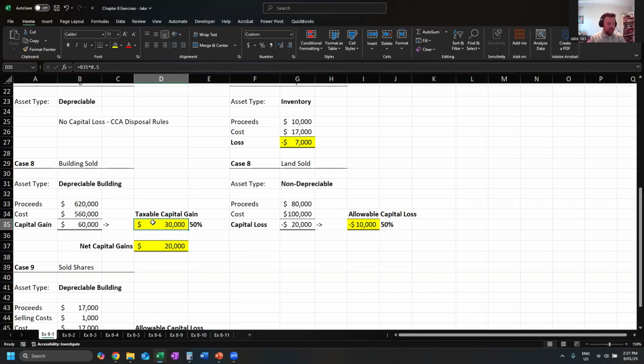Taxable capital gain is 30,000. Allowable capital loss is 10,000. So remember, we have those key words, taxable and allowable. Since we have both a gain and a loss, we can net them, and this creates what's called a net capital gain of $20,000. We're taking our taxable capital gain and subtracting our allowable losses. So of this transaction, our net capital gain that's going to be included in income is $20,000.